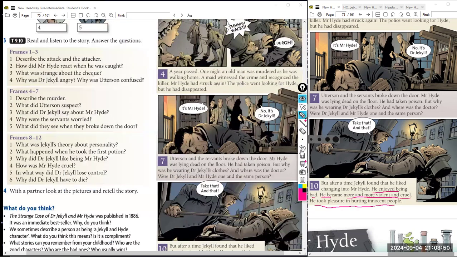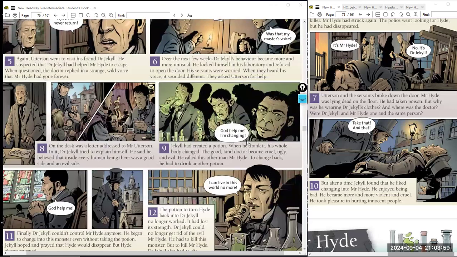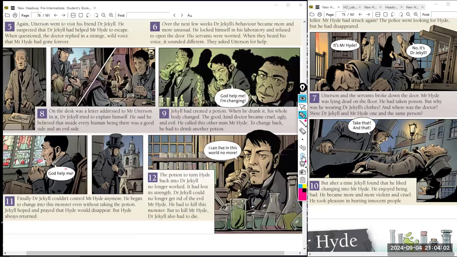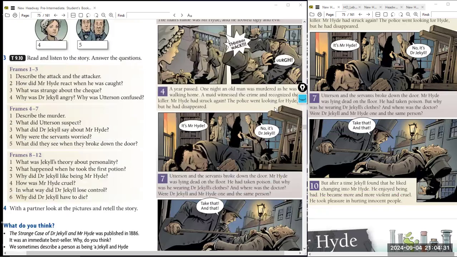Now, the next question is, how was Mr. Hyde cruel? Yes, he was cruel, but how? We said that he became violent and cruel. How? He took a pleasure in hurting innocent people. So how? He took a pleasure in hurting innocent people. This is why he became really, really cruel.